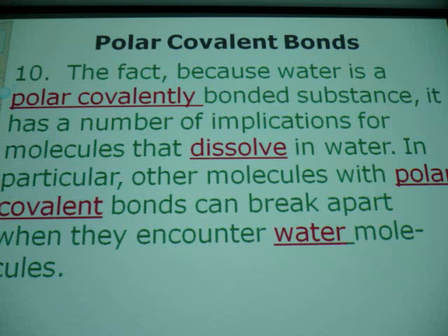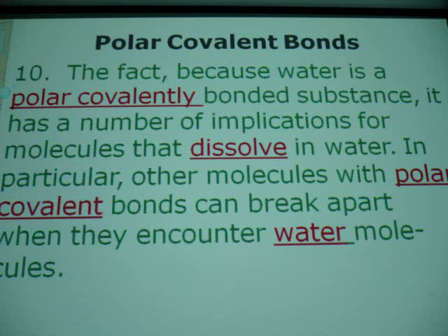Water is a polar covalent bonded molecule. The electrons spend more time around the OH than the H of H2O. Whenever another polar covalent bond finds water, it separates that. So which is stronger? A covalent bond or a polar covalent bond? Which one's more likely not to separate in water? The covalent or the polar covalent?